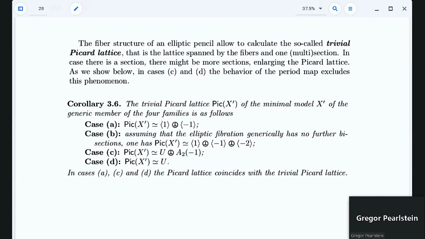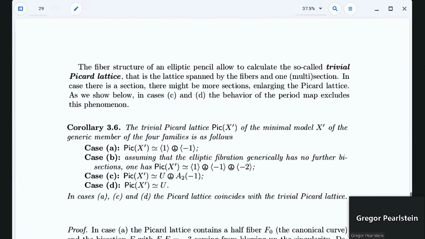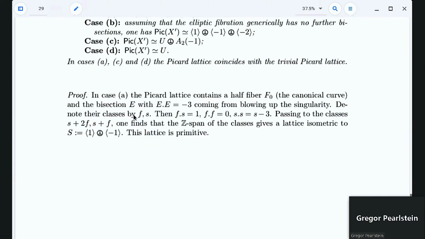So I'll just do a simple proof of this. In case A, the Picard lattice contains the half of the canonical, so that's the canonical curve, and it has a bisection E, with E times E equal to -3, coming from the orbifold singularity. So that gives us classes F and S.